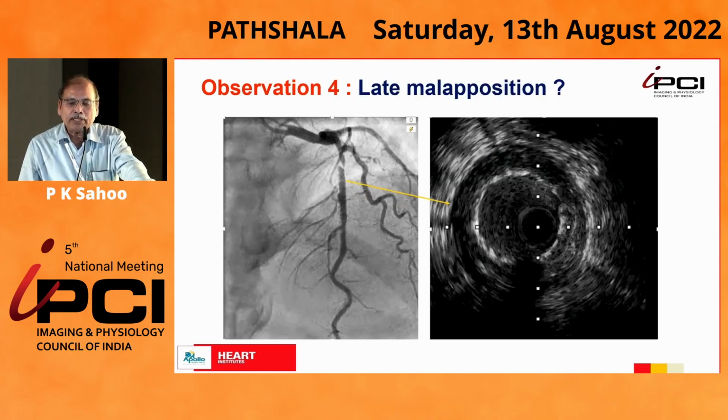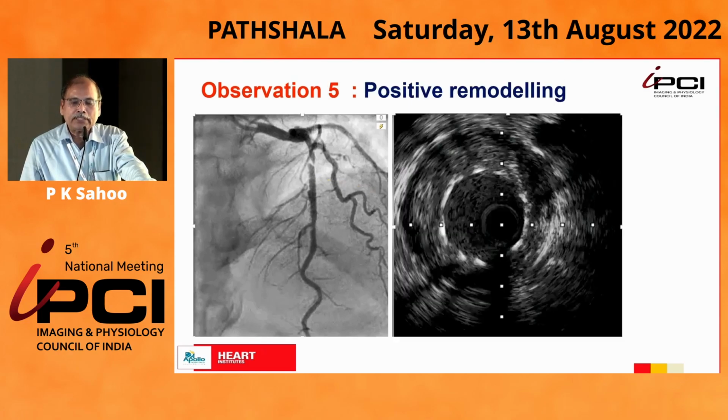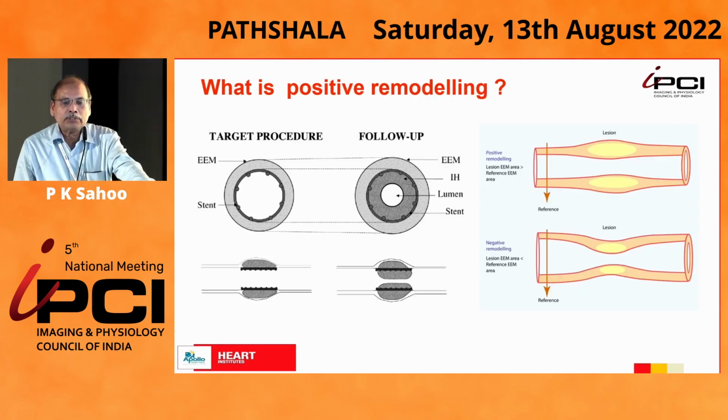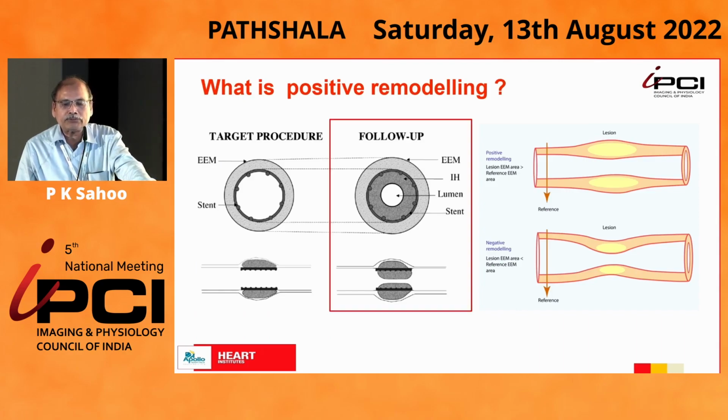Next, late malapposition is there, where you can see a big gap between the stent and the arterial wall. Not only that, most interestingly, this could also be a case of positive remodeling, because you can see that compared to the stent, compared to the luminal artery lumen, late positive remodeling takes place after some time. This happened in the follow-up procedure compared to the target procedure, and this is what happens when the stented area is more than the luminal area.